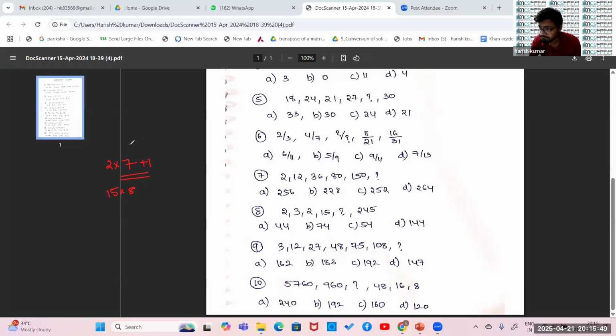Any ideas, guys? Keep thinking. I'm also thinking. What could be the logic here? This is a very peculiar sequence, right? So 2, 3, 2. But I feel that it has something to do with multiplication only, because the numbers are quite apart after this, right? So it has to do something with multiplication only. So what could be the logic? What could be it?